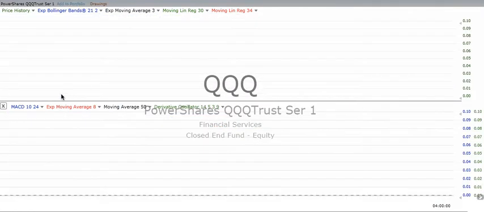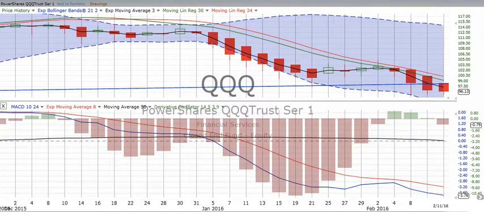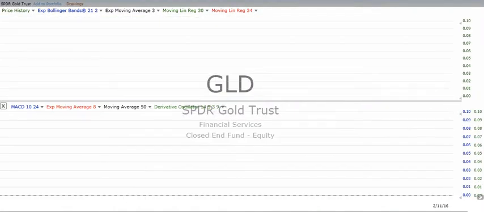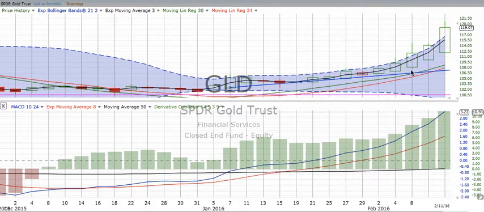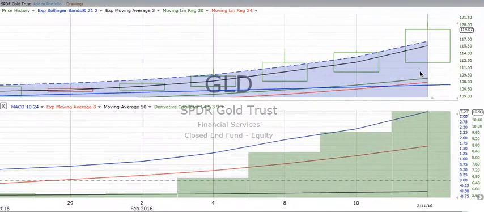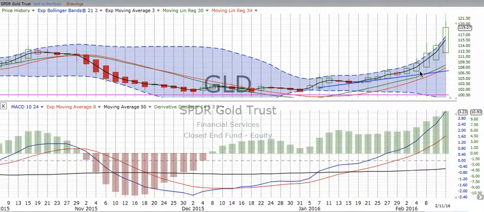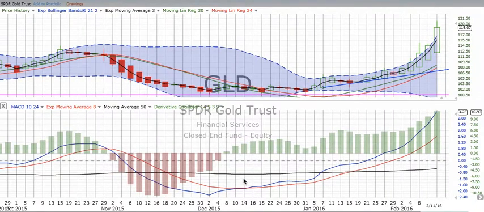Now, let's go ahead and range back out. We're going to look at our last thing. What is that? Gold. Are you going to believe this? Gold was up 4% for the day. 4%. How many of you folks were in gold based upon our charts?